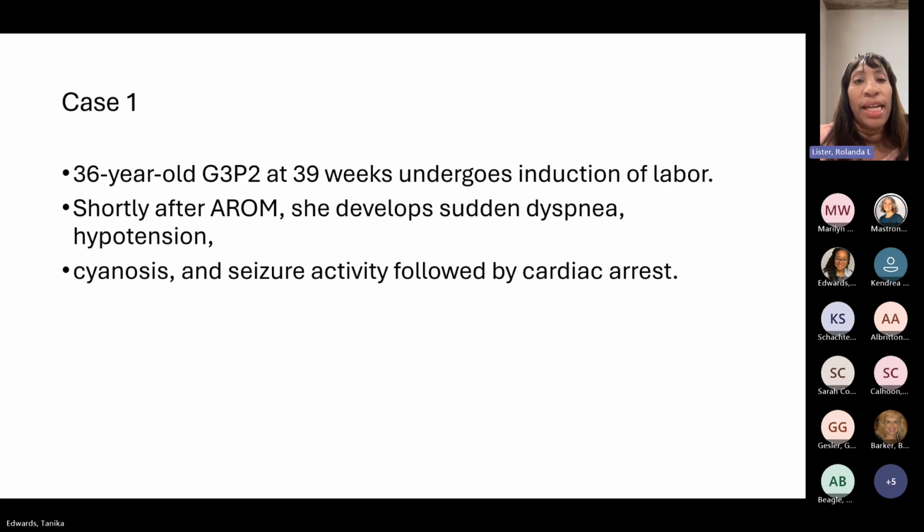Okay, so our first case is a 36-year-old gravida 3 para 2 at 39 weeks who undergoes induction of labor. Shortly after AROM, or artificial rupture of membranes, she developed sudden dyspnea, shortness of breath, hypotension, cyanosis, and seizure activity, followed by cardiac arrest. Next slide, please.